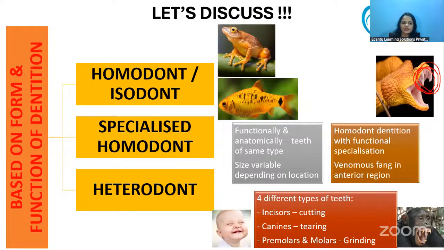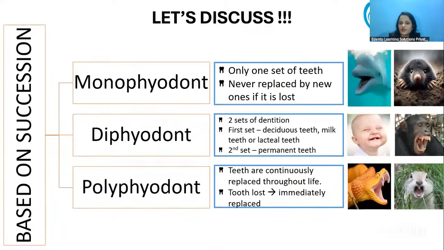So in the options, there were other options like diphyodont present also. So what do you mean by monophyodont, diphyodont or polyphyodont? This type of dentition is based upon the succession.